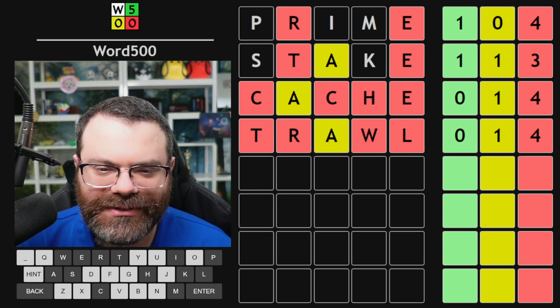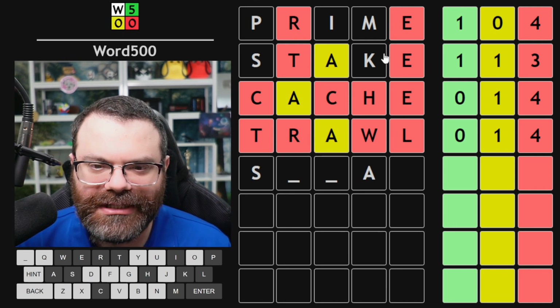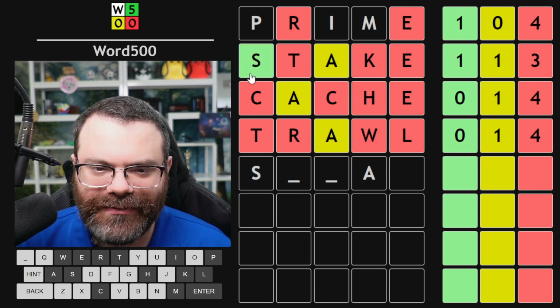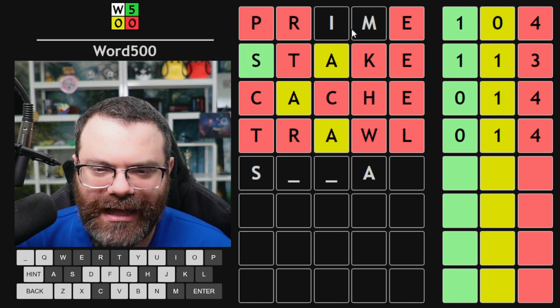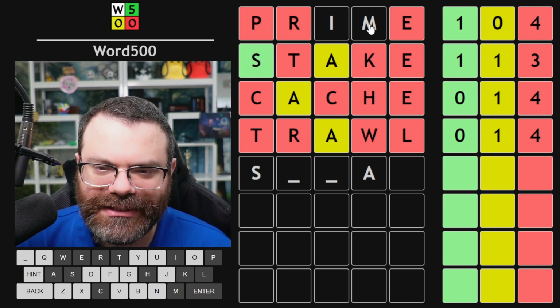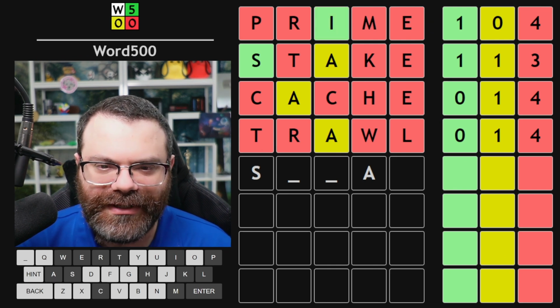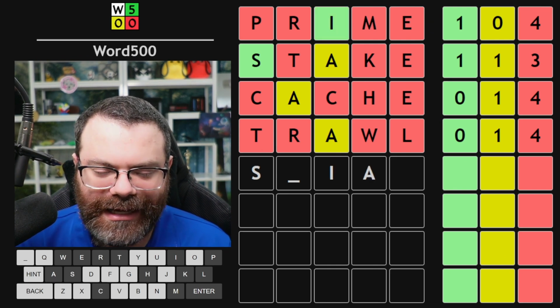If I do that, then I have to start with S, right? Because if the A is using up the K slot, then the S is the green one here, which means the P can't be the green one also. So we'd have an I or an M, and then the A would use up the M slot as well. So this would actually be forced if I do that. So I'd have S something, I, A something.